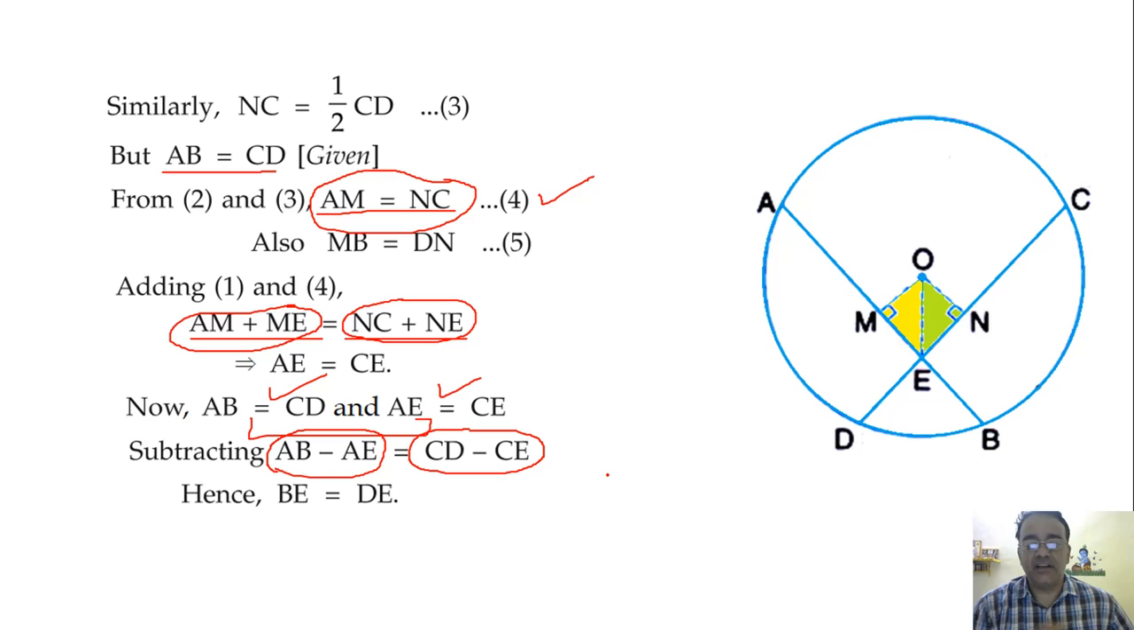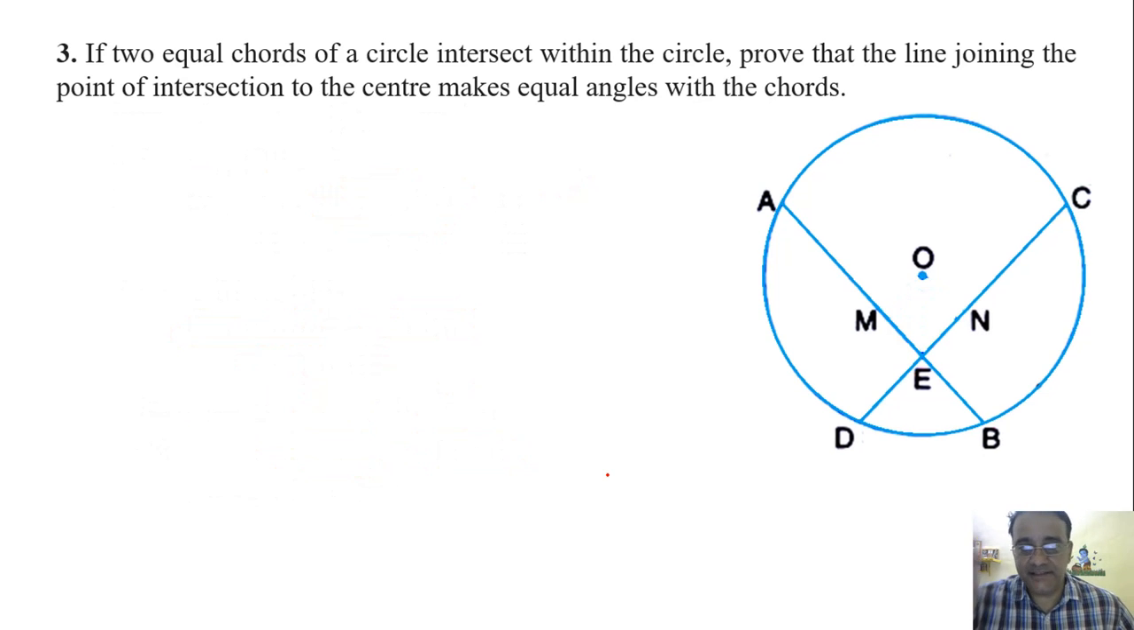This is what we had to prove. Any doubt? No, sir. Okay, next question. If two chords of a circle intersect within the circle, prove that the line joining the point of intersection to the center makes equal angles with the chords.